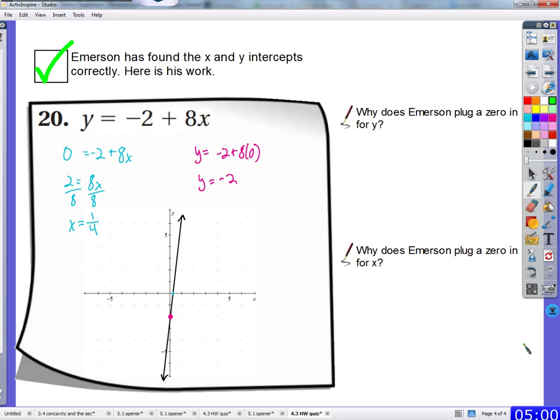So he gets only x, so he has one variable. Okay, so he plugs in 0 not because his teacher told him to, and not because he remembered to. He wants to get x by itself, and what easier way than to get rid of one of the variables completely by making it 0? So it makes it easy to solve.